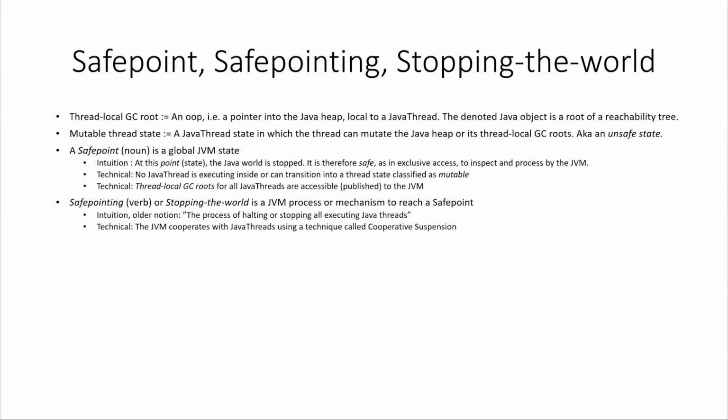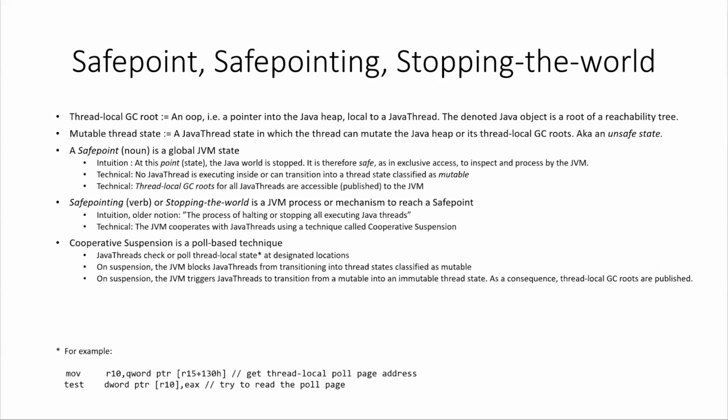Safe pointing as a verb, also known as stopping the world, is a JVM process or mechanism to reach a safe point. There's an older intuitive notion that this revolves around the process of halting or stopping all executing Java threads, which is okay for an abstraction. But today we will learn that this is a much more refined and evolved mechanism, which relies heavily on cooperation between threads using a technique called cooperative suspension.